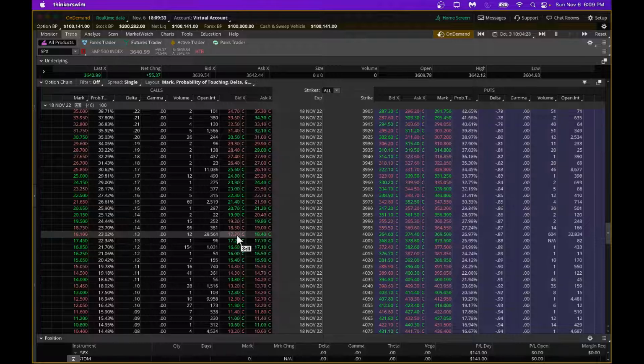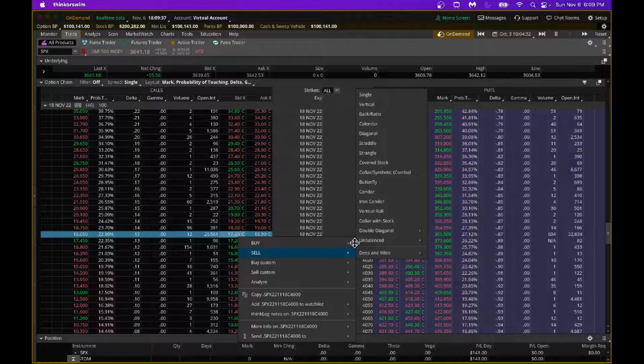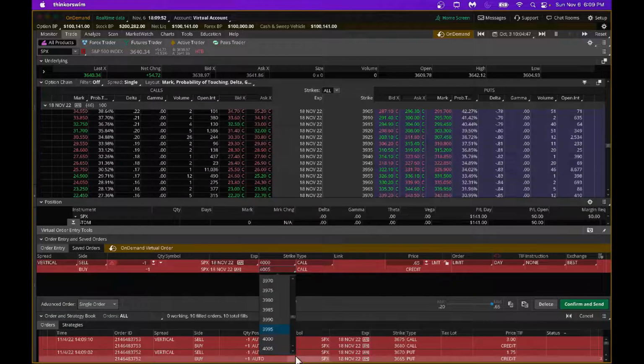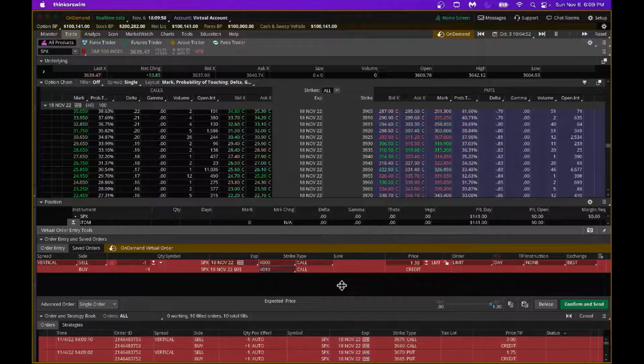So I typically like to go at least a $10 wide spread. If your account size is a little bit lower, you can do a $5 wide spread and go from there. Look, I will go with the $10 wide spread here. I will basically sell 4,000 here and buy 4,010. Look, it's very simple. Just go here and do it. I'm getting a credit of $130 here. As long as SPX stays below 4,000, I can collect this entire money here.